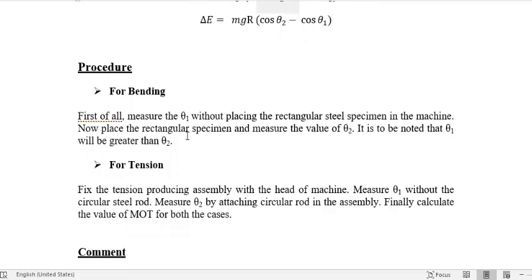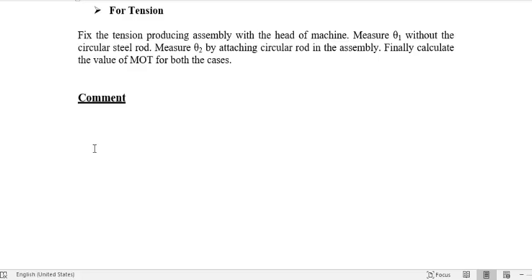Next is the procedure. Just very briefly, procedure is described here, but when you will see the performance video, I suggest you write down the procedure in your own words for bending as well as for tension, and then you will write down your comments about this experiment.